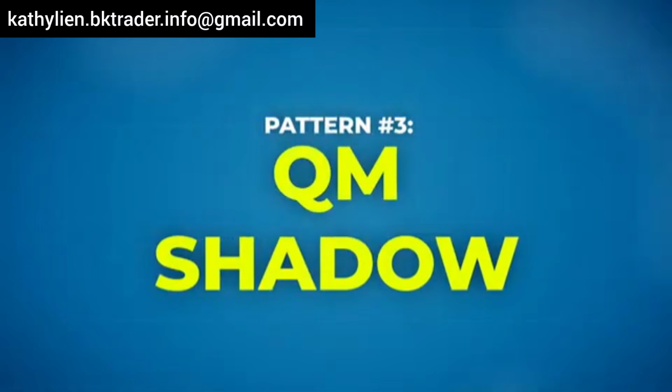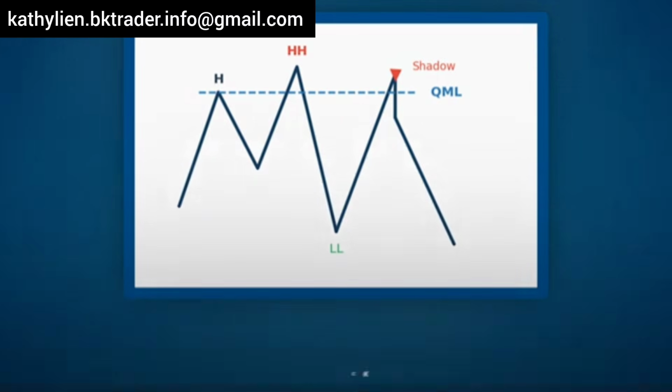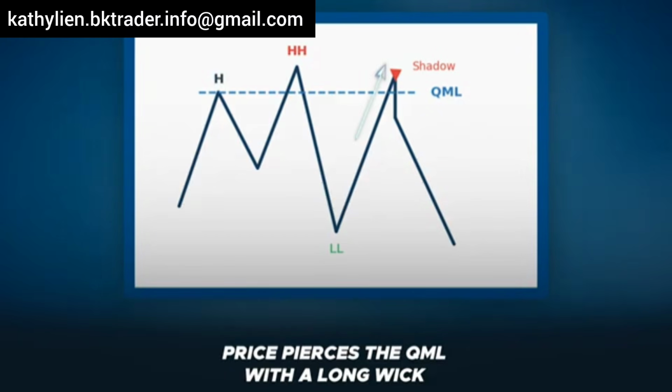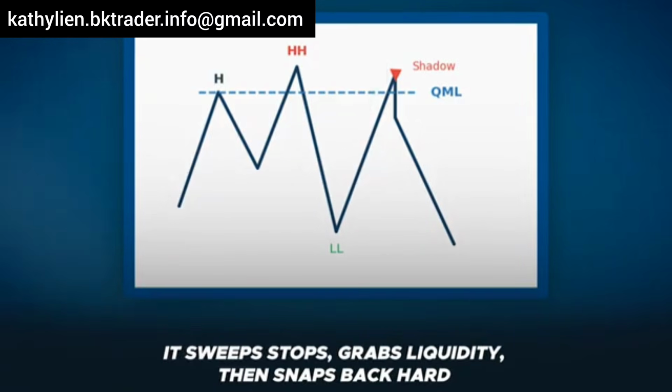Pattern 3 is the QM shadow. This is where things start to get really interesting, because a QM shadow is a variation that catches even experienced traders off guard. The Quasimodo structure forms just like it does normally, but when price comes back to retest the QML, it does not touch the level and bounce. Instead, it pierces right through the QML with a long shadow or a wick. It sweeps the liquidity just beyond that level, takes out all the stop losses of traders who are already positioned at the QML, and then snaps back aggressively.